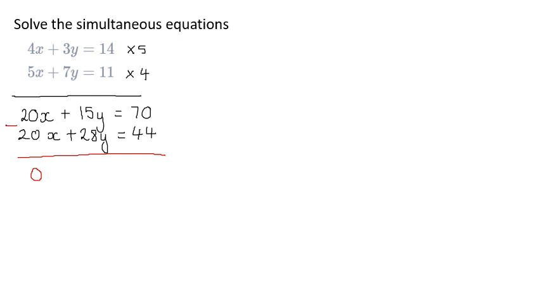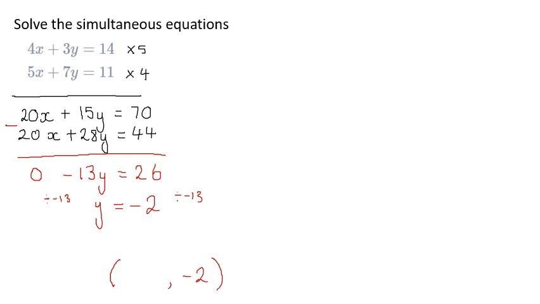15y take away 28y is negative 13y, equals 70 take away 44 is 26. So negative 13y equals 26. Well, if I divide both sides by negative 13, y must equal how many negative 13s go into 26? So the answer is negative 2. So I found my y value. Remember, that's part of a coordinate. So I know that my second number on my coordinate, where the lines cross, would be negative 2.